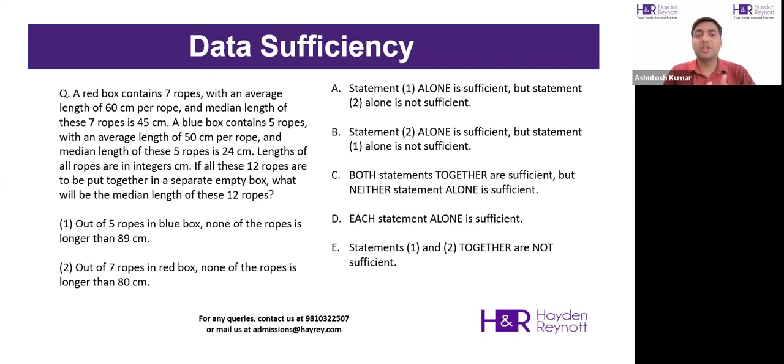Based on that, you have 5 options given. Option A says statement 1 alone is sufficient, but 2 is not sufficient. Option B says statement 1 alone is not sufficient, but 2 alone is sufficient. C says that both statements together are sufficient, but neither statement alone is sufficient. D says that each statement alone is sufficient, and E says statement 1 and 2 are both not sufficient, either alone or together.